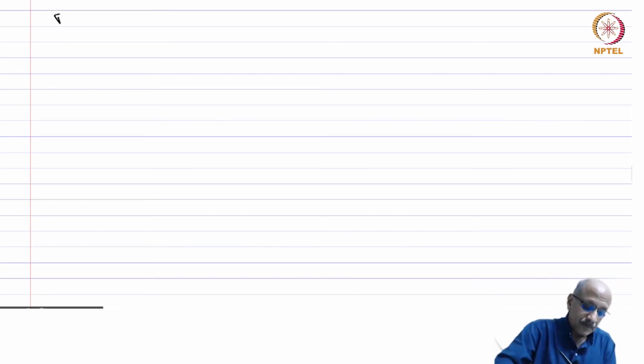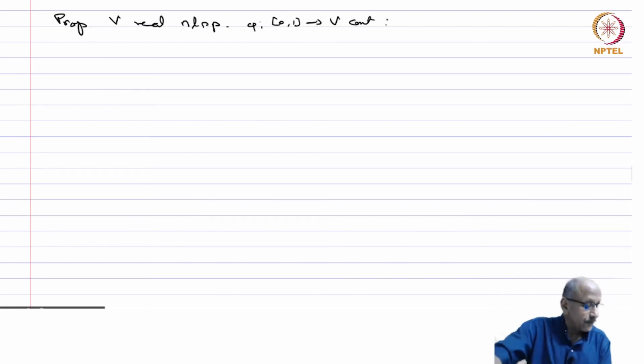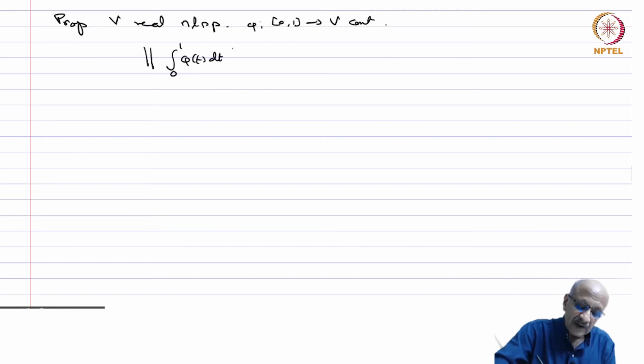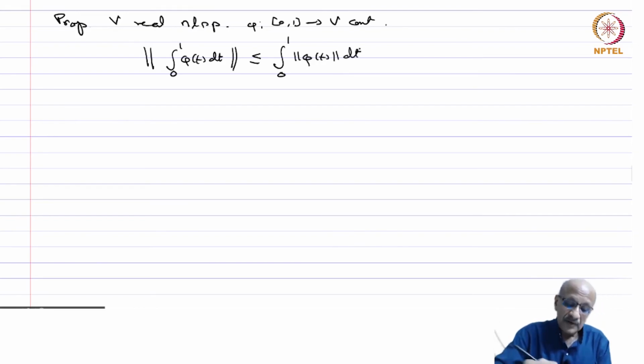So, proposition. Let V be a real normed linear space, and phi from 0,1 to V continuous. Then the norm of the integral 0 to 1 of phi t dt, remember this is a vector in V and therefore I can talk of its norm, is less than or equal to the integral 0 to 1 of the norm of phi t dt. So just as with the modulus, you can take the norm inside, and this is a real valued integral, and therefore you don't have to worry about it.